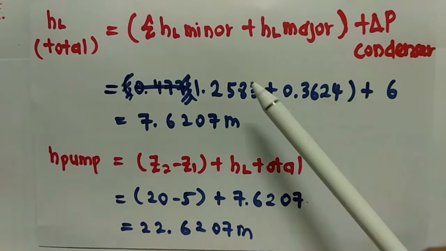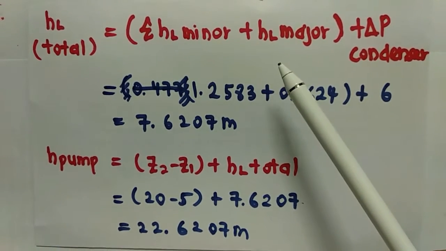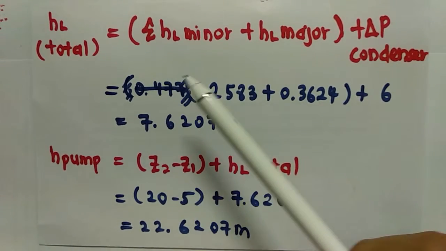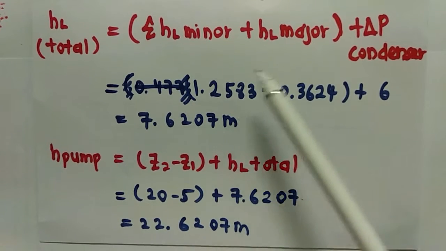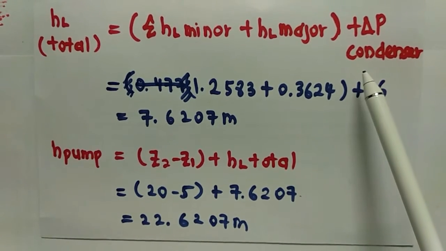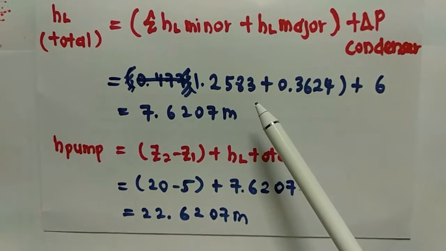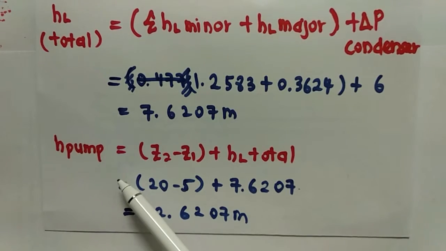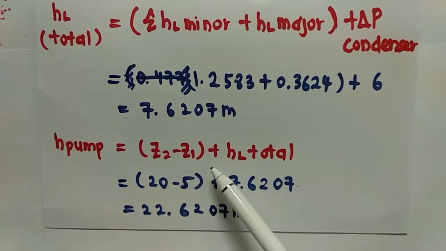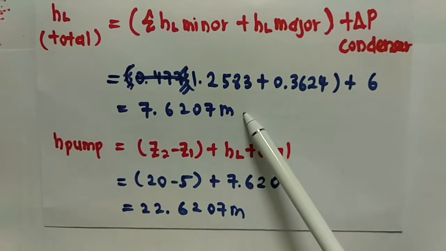After we calculate the head loss minor and head loss major, now we can calculate the total head loss. We need to add the pressure drop at the condenser, and we can get the total head loss. Then the pump head is equal to Z2 minus Z1 plus the total head loss that we get from this formula.